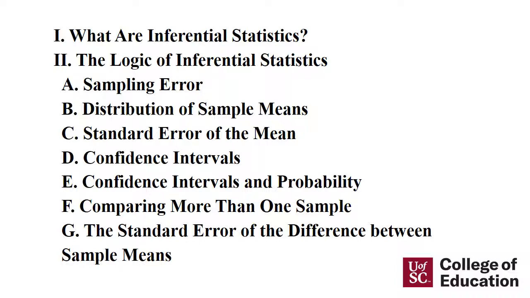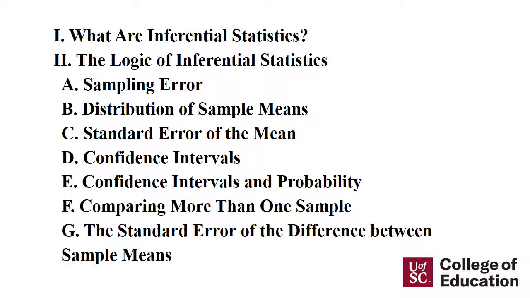D. Confidence intervals. A confidence interval is a region extending both above and below a sample statistic, such as a sample mean, within which a population parameter, such as the population mean, may be said to fall with a specified probability of being wrong. E. Confidence intervals and probability. Probability is nothing more than predicted relative occurrence, or relative frequency.